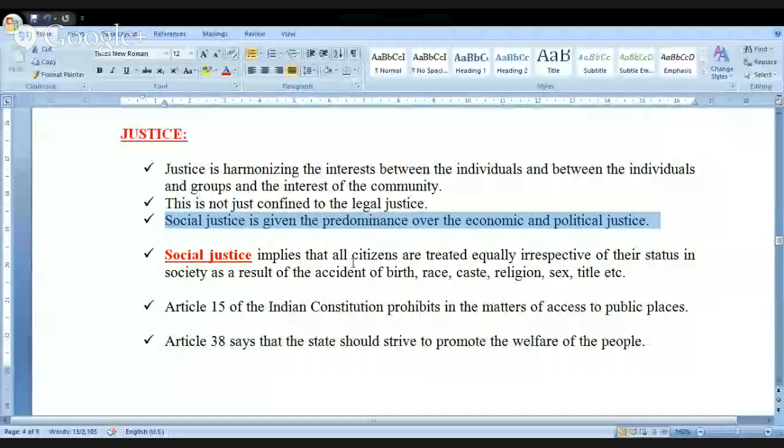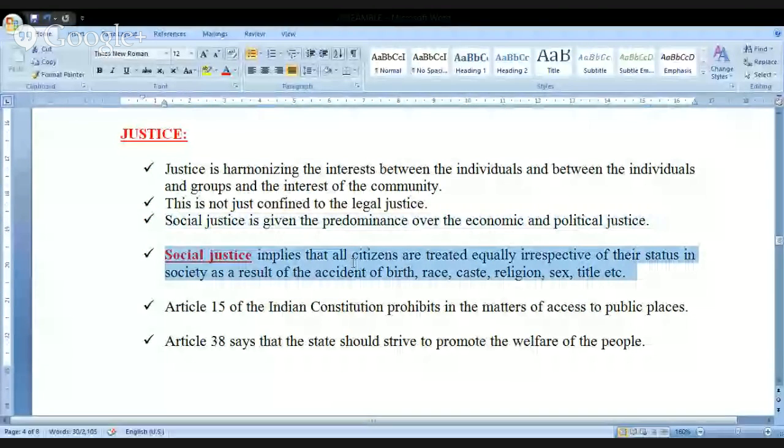Okay, let me open the document now. Let me tell you the meaning of social justice. Look at this. It implies that all the citizens are treated equally, irrespective of their status in society as a result of birth, race, caste, religion, sex, or title, etc. Kindly remember this one. Social justice in the sense all the citizens must be treated equally.